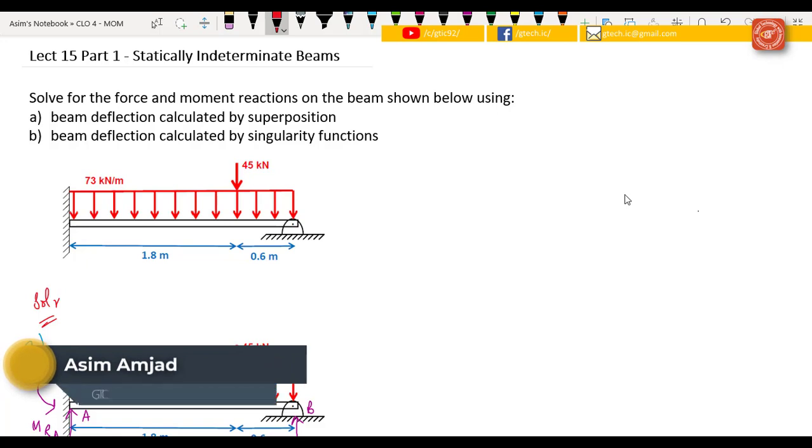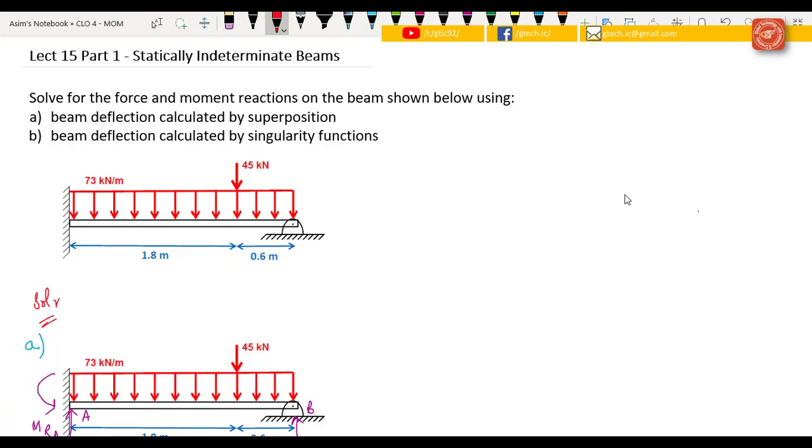My name is Asim Amjad, and in this video lecture we start discussing the topic that is statistically indeterminate beams, and for that we actually solve this problem. So we have to solve this problem for finding the force and moment reaction that is acting on the beam that is shown below. So we can solve this problem by using two methods that we covered in our previous video lecture number 14.